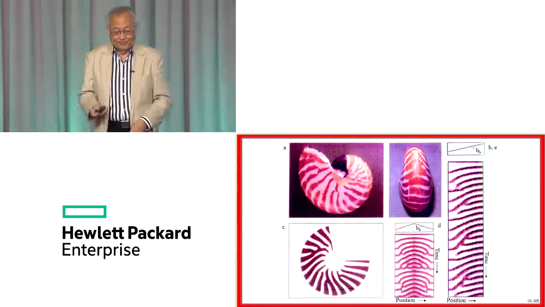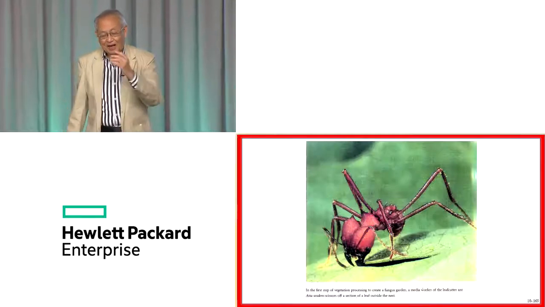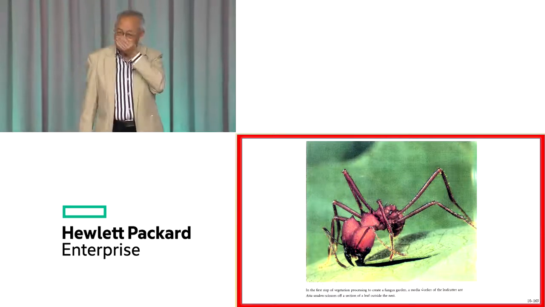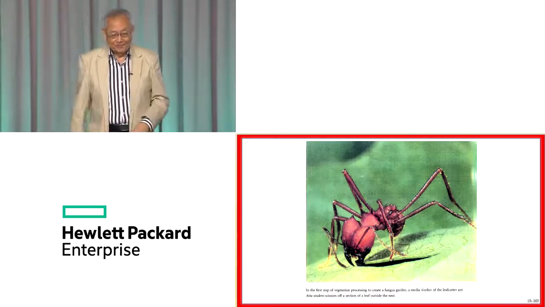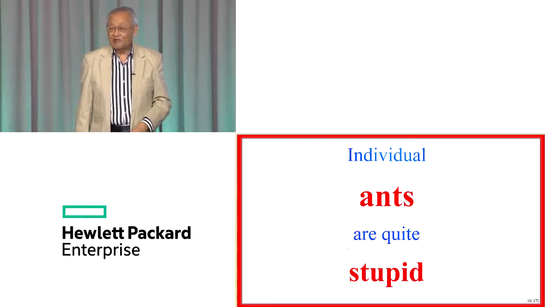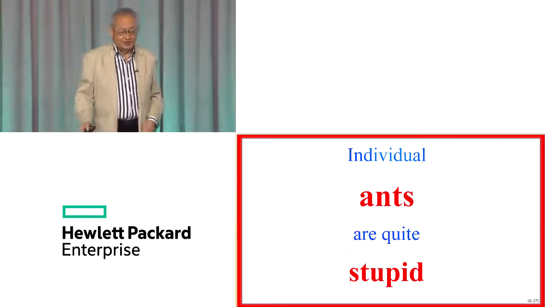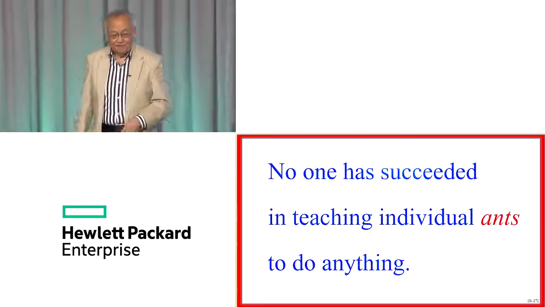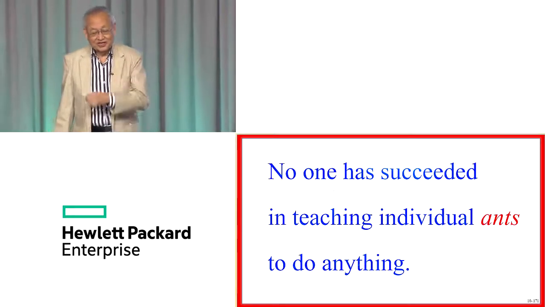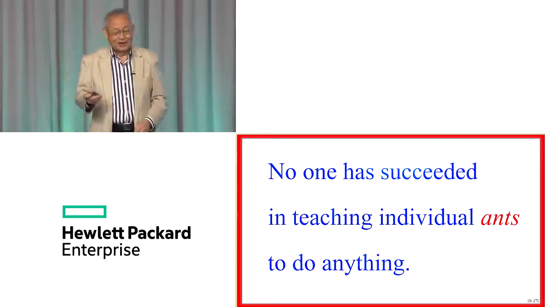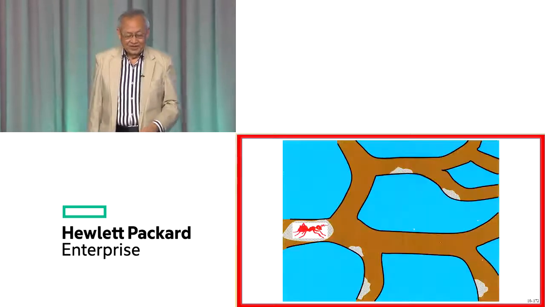And now, how about something more mundane? How about ants? What about ants? Well, individual ants are quite stupid, actually. Why do I say that? Well, it's very simple. Because no one has succeeded in teaching individual ants to do anything at all. Let me give you an example.